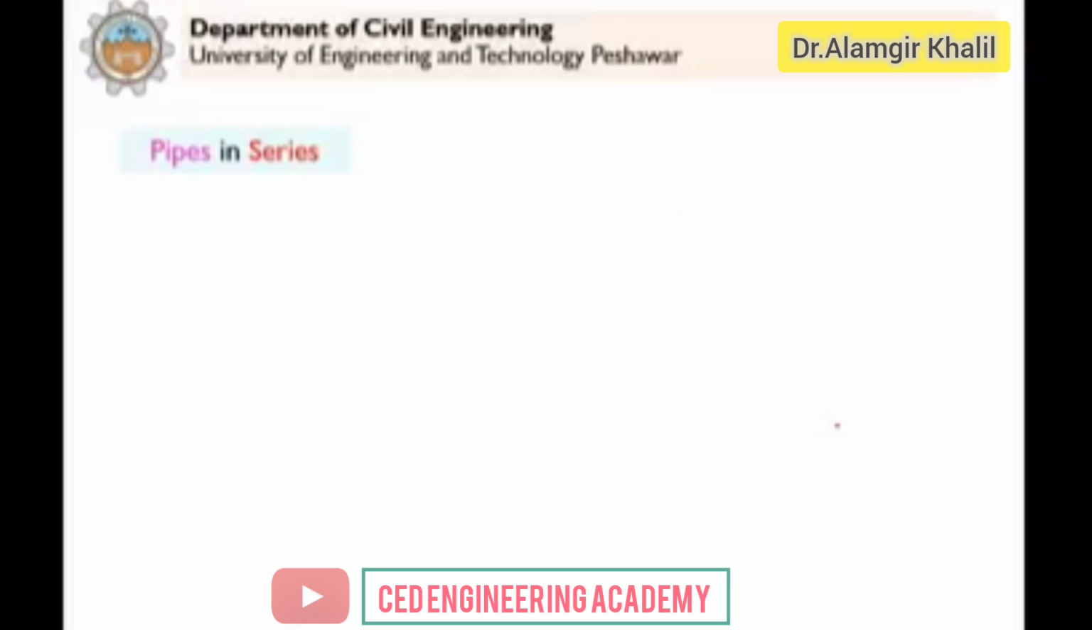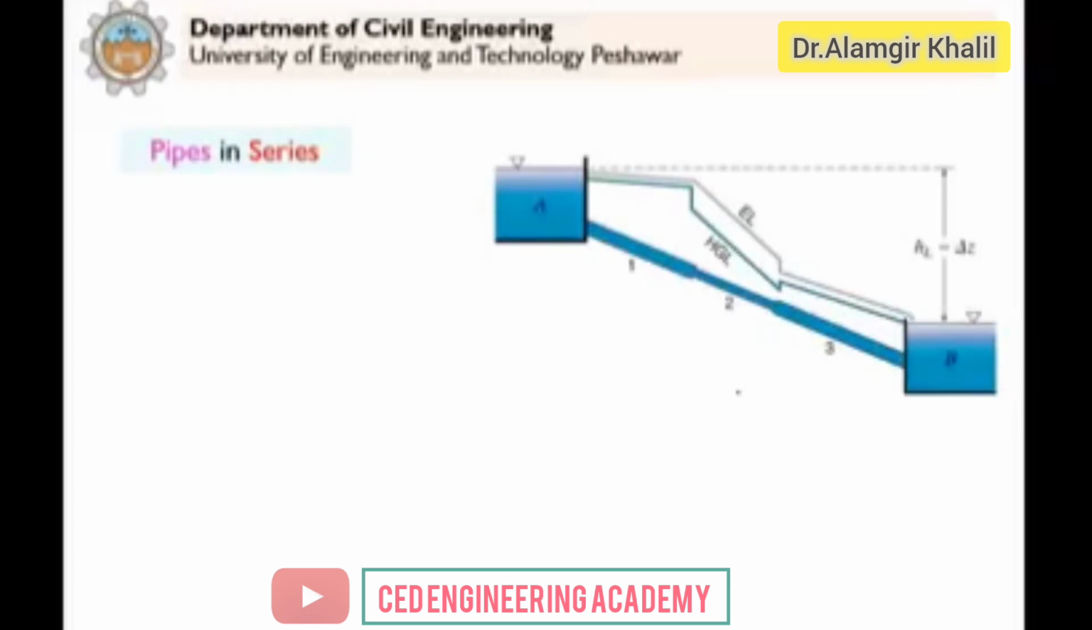So first we take pipes in series. As you can see in this diagram, we want to convey the fluid from reservoir A to reservoir B. The water or any fluid is conveyed through these three pipes in this case. There can be several pipes, but just for understanding purposes, as an example, here you can see that three pipes are connected. They are of different diameters and the liquid is transported to reservoir B.